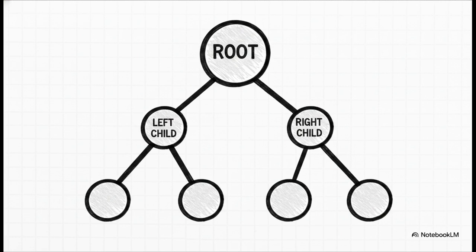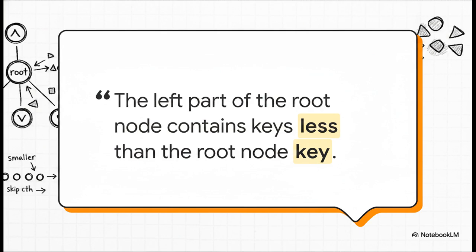It starts with a pointer to the topmost node, which we call the root, and the golden rule of a standard binary tree is that each node can have at most 2 children. We simply refer to them as the left child and the right child. Now this is where it gets really fascinating.